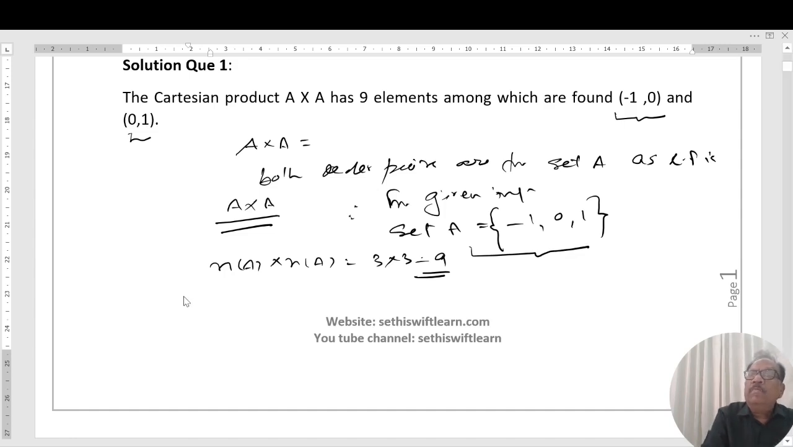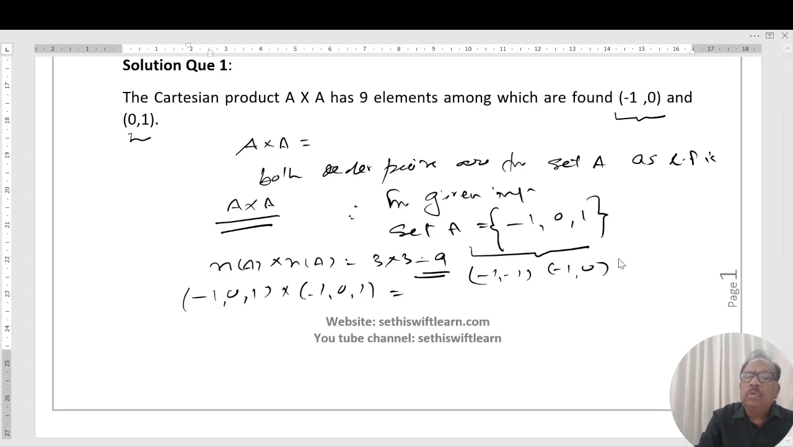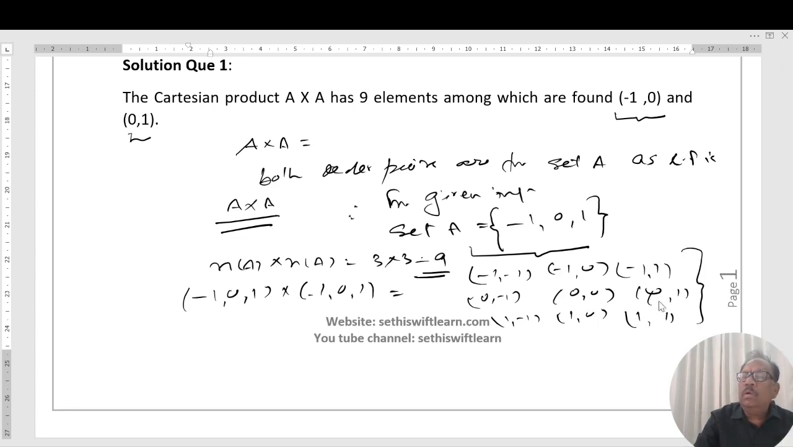And A cross A will be {-1, 0, 1} cross {-1, 0, 1}. That will be equal to (-1, -1), (-1, 0) and (-1, 1). Second element 0: (0, -1), (0, 0), then (0, 1). Next, 1: (1, -1), (1, 0), and (1, 1). These are the total 9 ordered pairs. This is a set, right?